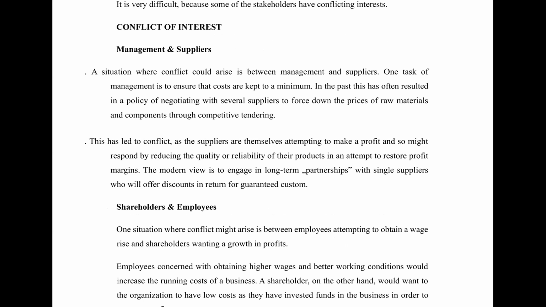Do we have any other way in which the management and the suppliers can have the conflict? How could the conflict arise between the management and suppliers, apart from what we have said already? Hello?